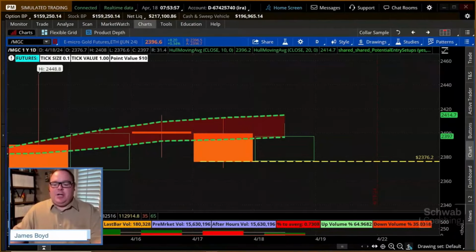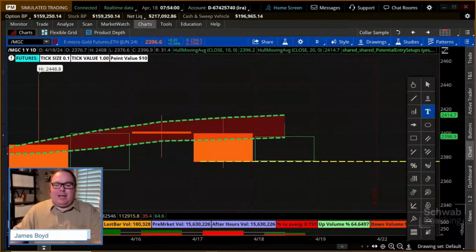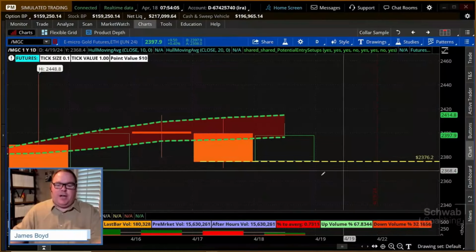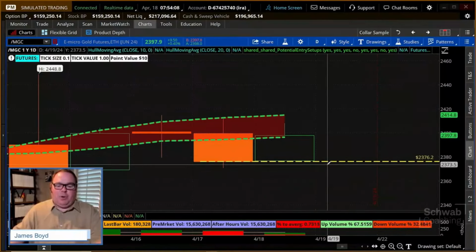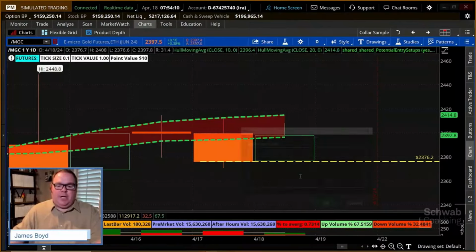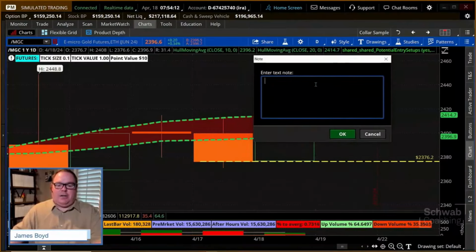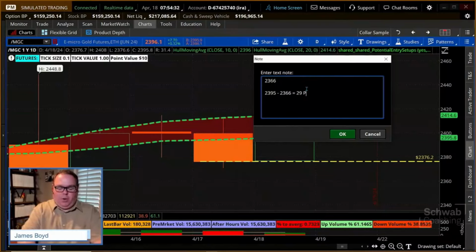2376. Now, there's no scientific, mathematically proven, perfect stop levels. You kind of just have to ask the question, how far below that support level are you willing to let it drop? Let's say we're going to set the stop at 10 points below where we see the support level, or where we're willing to let it drop below. If that price right now is at $23.95 and we let it drop down to $23.66, how many points is that? That's 29 points.